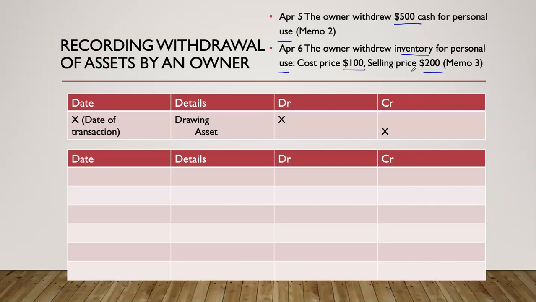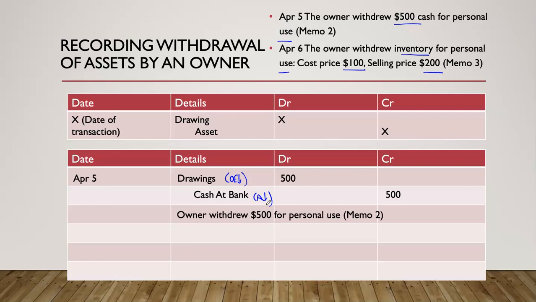So the April 5 one, relatively simple. We have a drawing and it is $500, and our cash at bank has gone down by $500. This results in our owner's equity going down and our asset going down. And we can use our narration to explain this. The owner withdrew $500 for personal use. You probably didn't need to say the $500. You could say cash. Doesn't really matter. The important bit is we have recorded the source document.